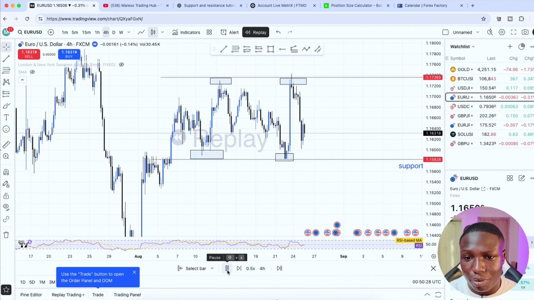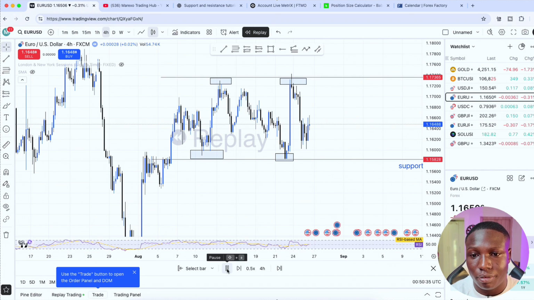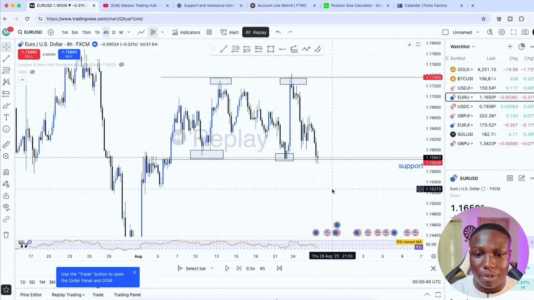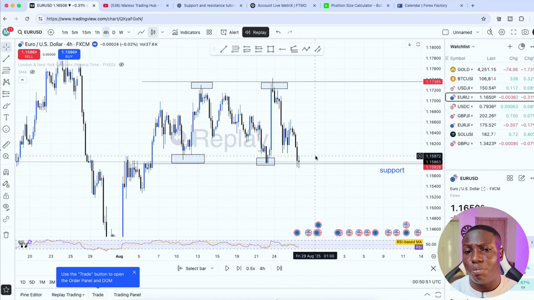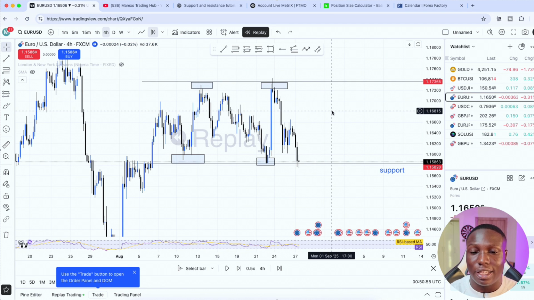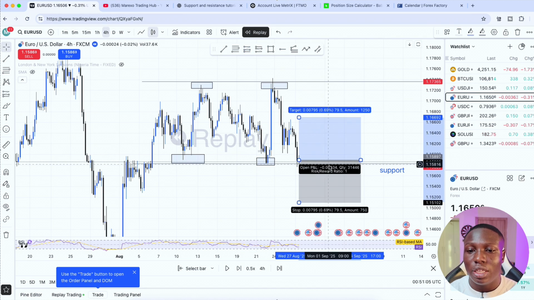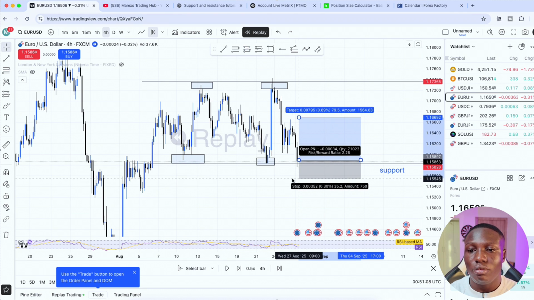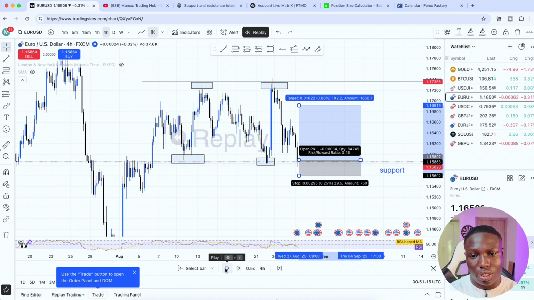So we are patiently waiting for price to come back to the support line, and let's see how it reacts. Okay, so now price is at the support line. If I'm to take a trade on this, what will I be basically watching out for? I'm going to be watching out for price to come back to my support line and I enter for a buy. So I'm going to put my stop loss below the support zone and now play the candlesticks and let's see what the market does.